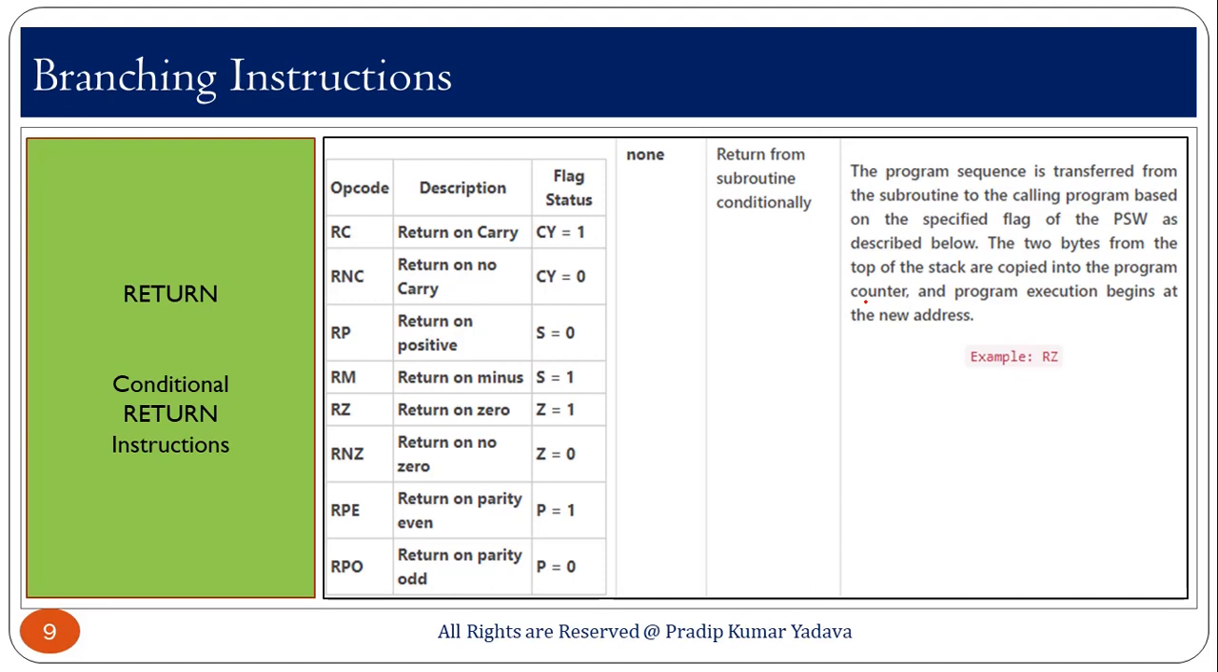When you are talking about conditional returns, we have the same ones which we already discussed in call and jump instructions. If in this conditional you have to check a particular value, then your program counter will jump according to the condition. If the condition is satisfied, then the program counter will work, otherwise no. So, we have RC, return on carry; RNC, return on no carry; RP, return on positive; RM, return on minus; RZ, return on zero; RNZ, return on no zero; RPE, return on parity even; and RPO, return on parity odd.